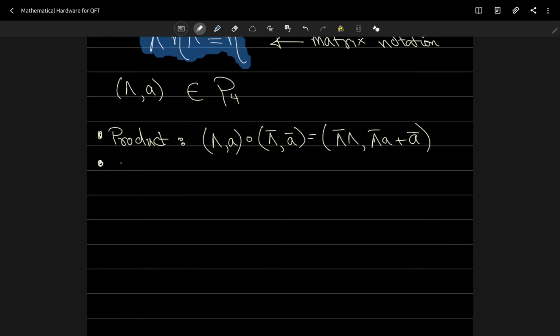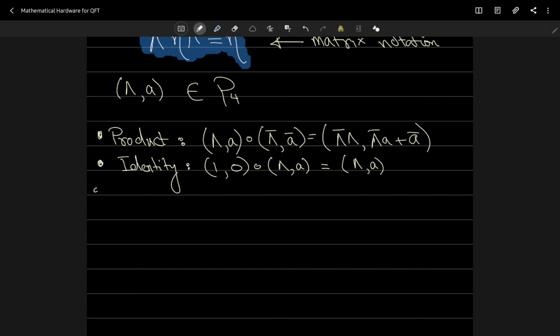We have another one that is called the identity, and that is simply 1 and 0. So there is no translation, and the rotation is with identity, so that means there is no rotation. Take this composition with lambda and A, you are supposed to get back lambda and A.